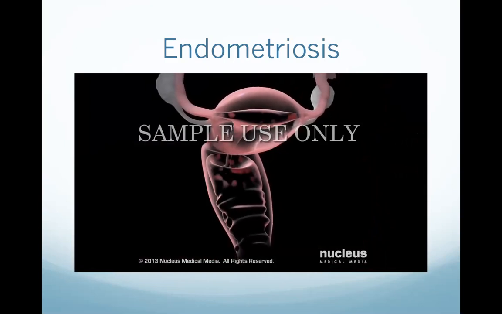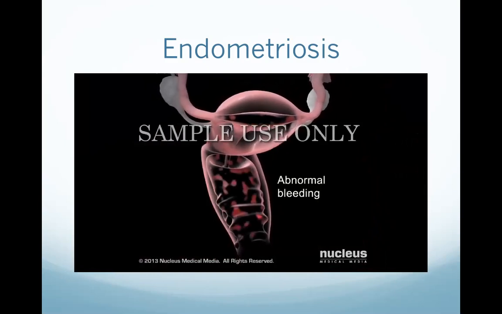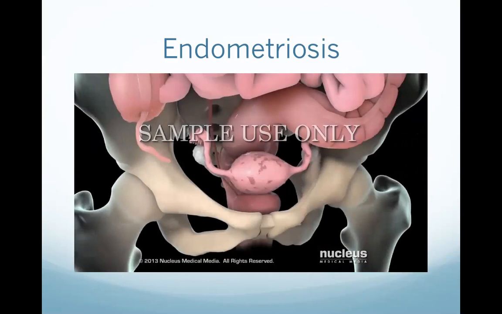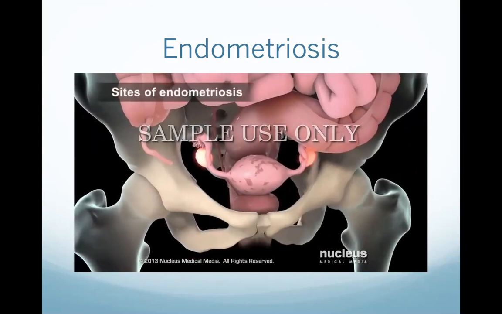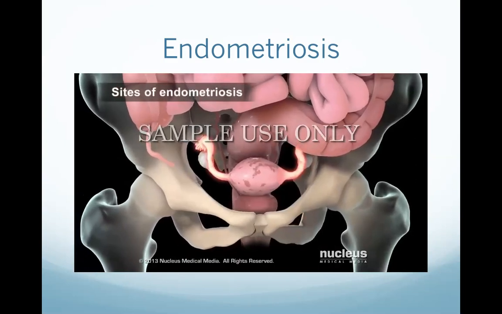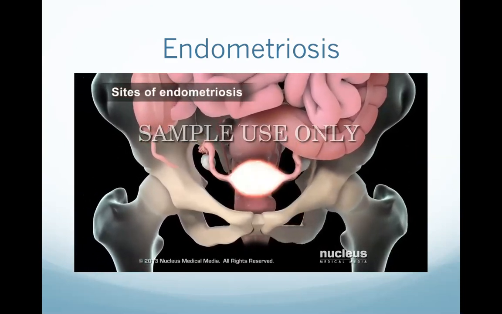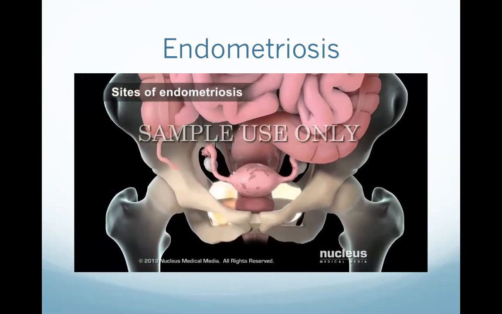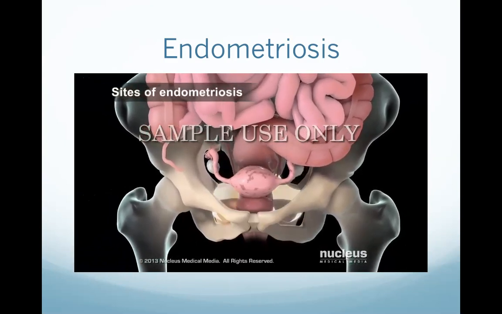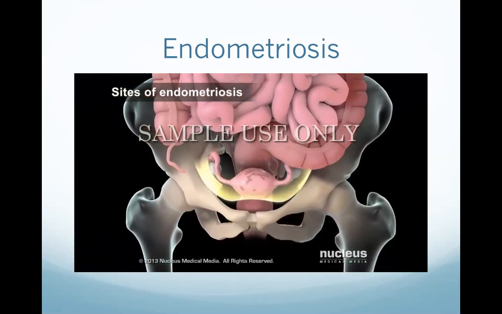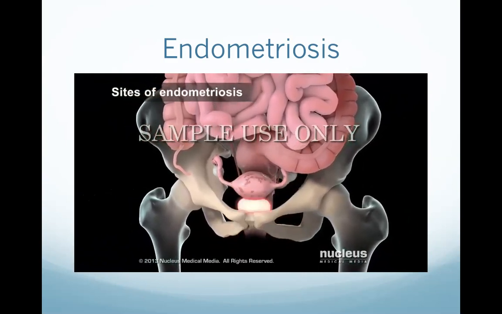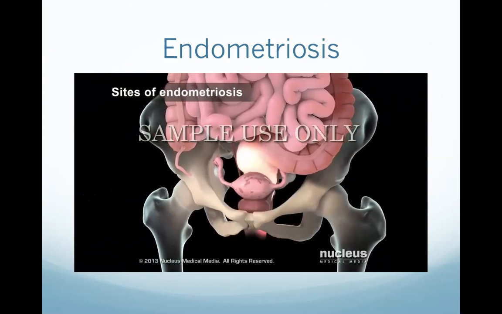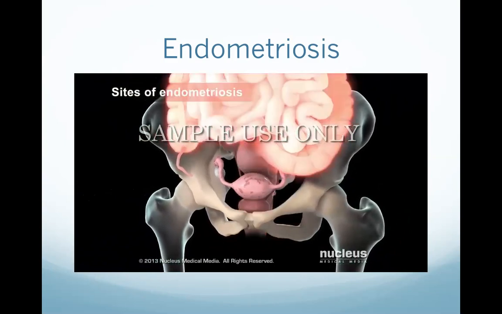Endometriosis may also result in abnormal bleeding. The most common sites for endometriosis are the ovaries, fallopian tubes, the outside of your uterus, the supporting structures around your uterus, and the lining of your pelvis called the peritoneum. Other sites include your bladder, rectum, and intestines.